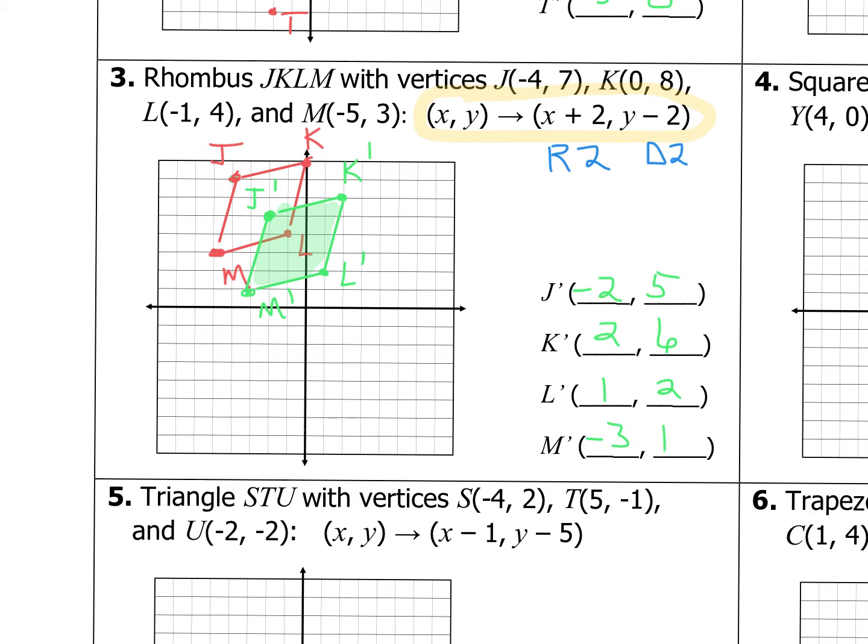Now, of course, you could have taken each of these ordered pairs here, and you could have added 2 to each of their x's and subtracted 2 from each of their y's. Algebraically first, gotten your ordered pairs, and then plotted them. That's your choice. You can do it either way. I don't care.